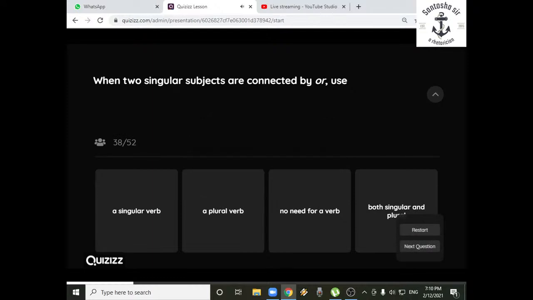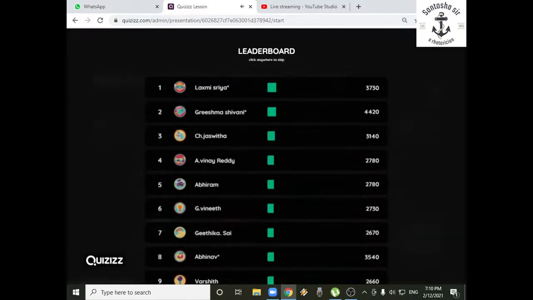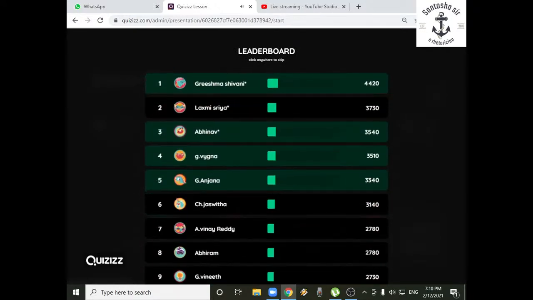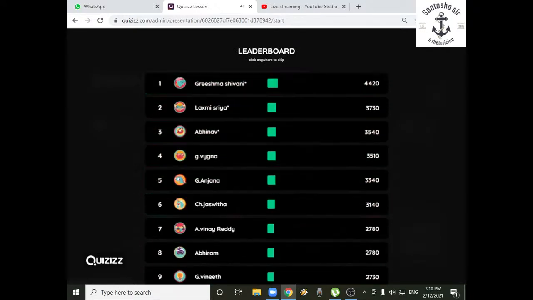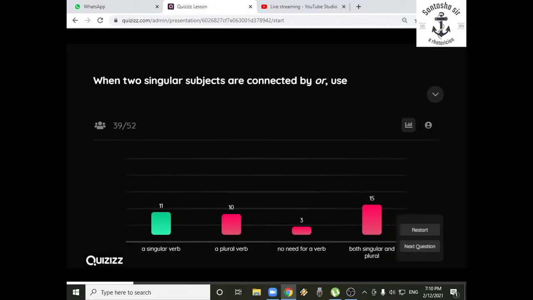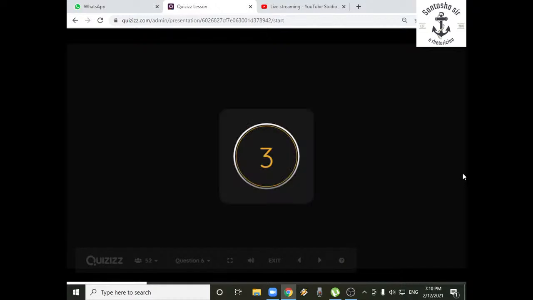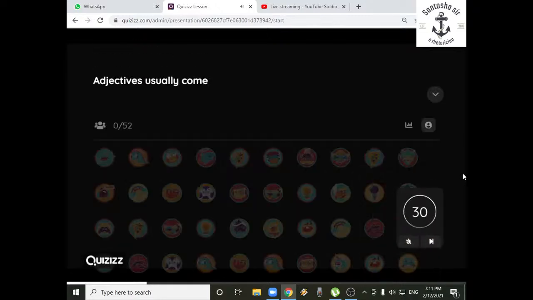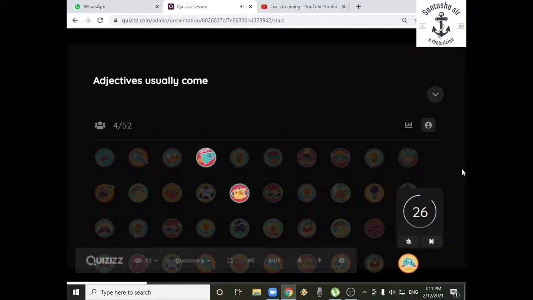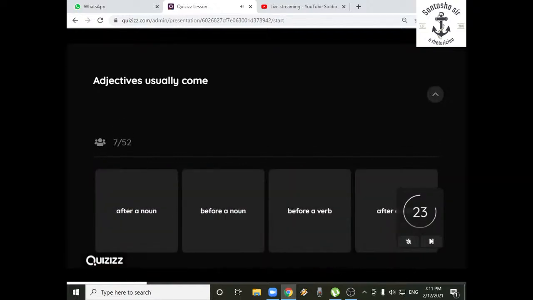There ends the time. Okay, a lot of changes in the leaderboard score again. So 11 members answered it correctly. Moving on to the next question. Adjectives usually come, when do these adjectives usually come?